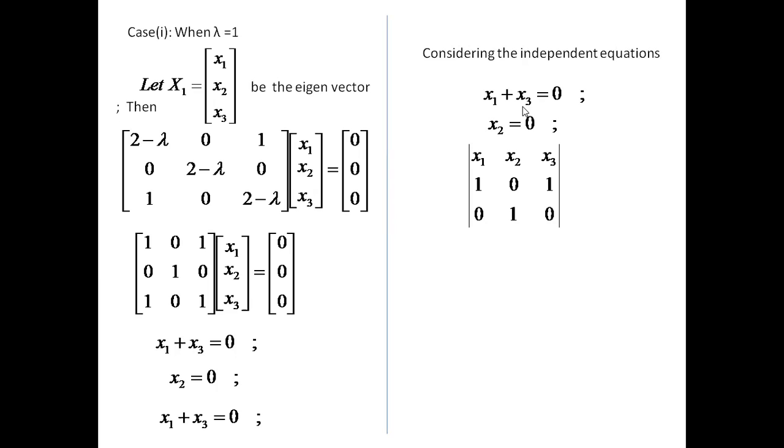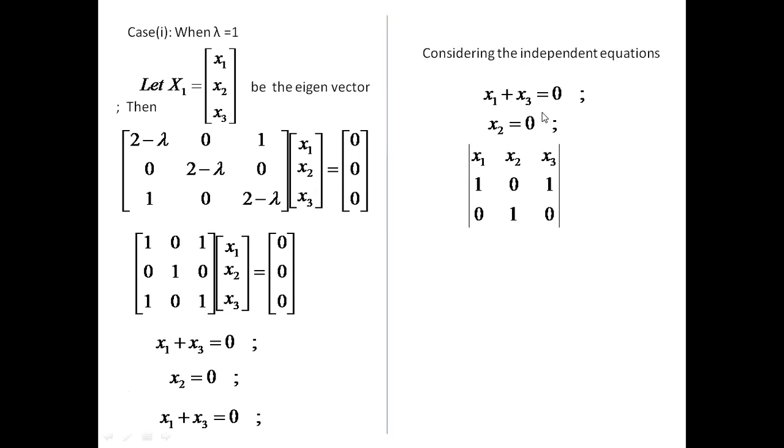Now you are considering only two independent equations. Out of these three, we consider only two independent equations. If all three are independent, take two. If only two are independent, take those two only. Sometimes only one will be there, then I'll tell what to do. Here, there are three equations. Out of that, the first and last are the same, so I'll take only two equations.